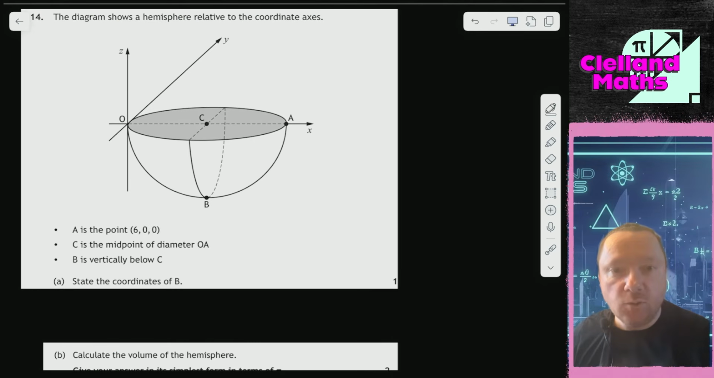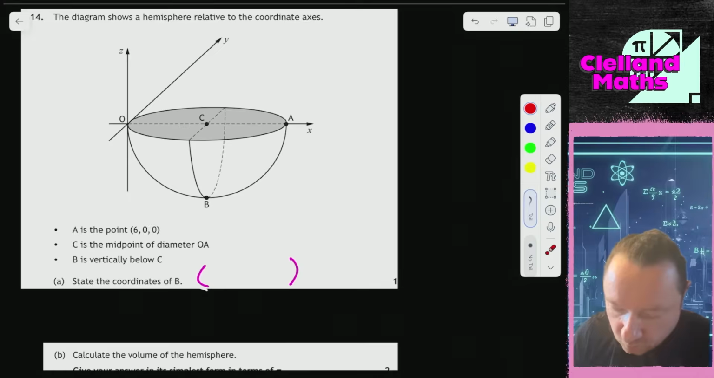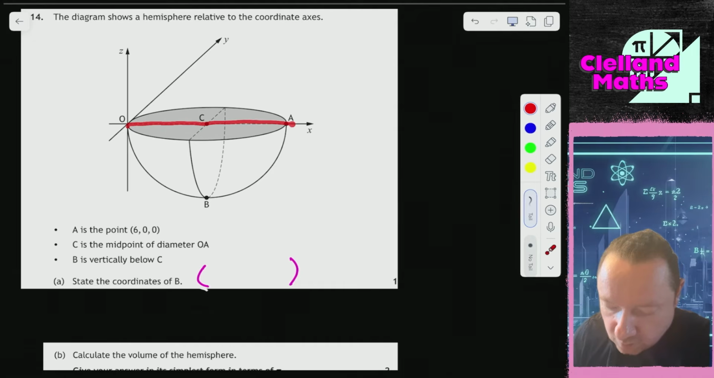SQA National 5 Maths 2021, Paper 1, Question 14. The diagram shows a hemisphere relative to the coordinate axes. A is 6, 0, 0, C is the midpoint of the diameter, and B is below C. Find the coordinates of B. Well, let's have a look at this one. If I get my coordinates up, then you're going along and along to get 6.